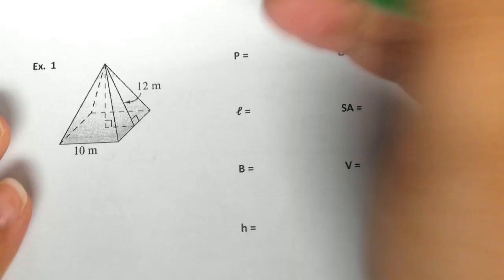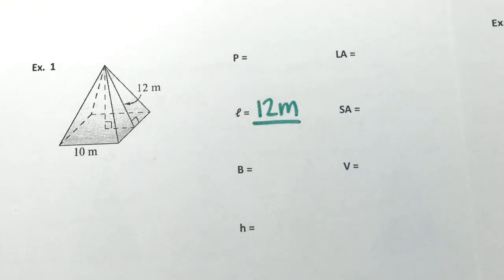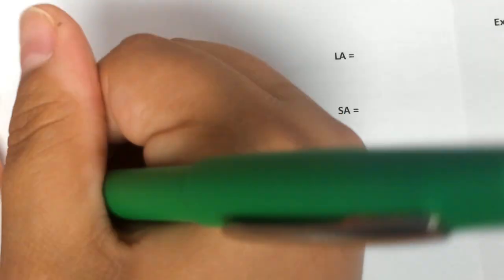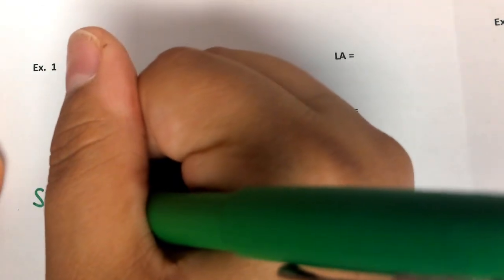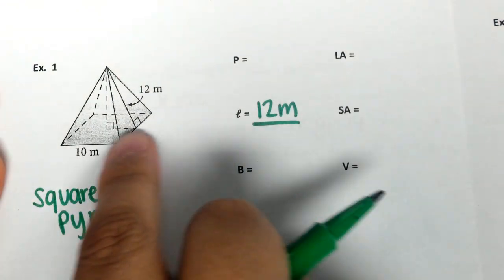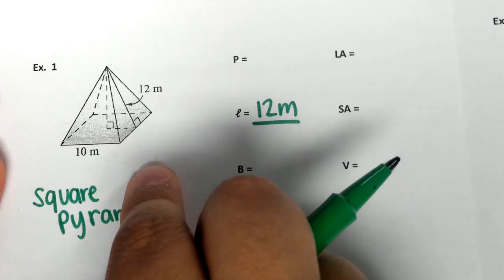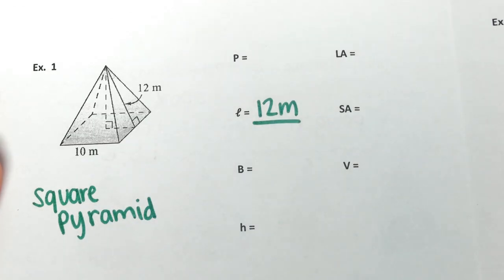Slant height is 12. Cool. Let's fill that out: 12 meters slant height. What type of pyramid is this? It's a square pyramid. If I don't give you all the sides, you are allowed to assume it's a square, because we're only dealing with regular bases.